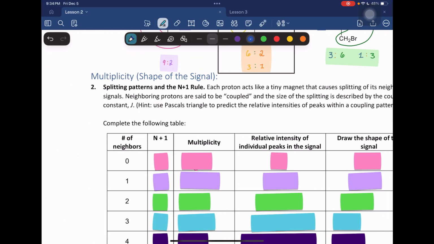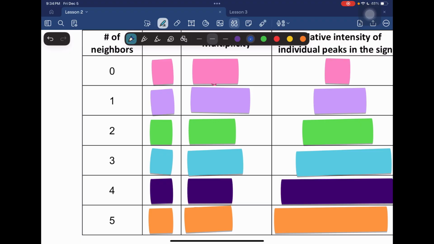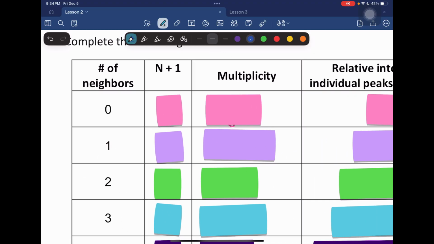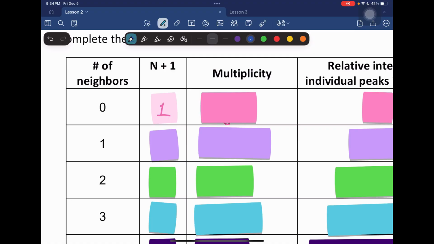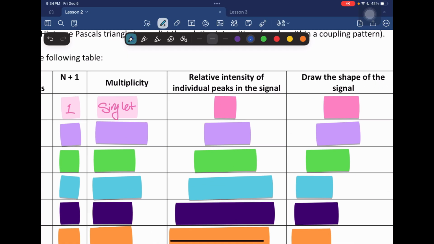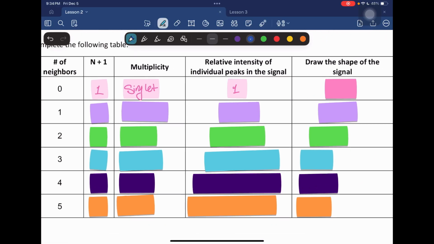Okay, now we can move on to here. So we have 0 neighbors. That's going to be n+1, which is 1. The multiplicity is going to be a singlet. The relative intensity is going to be a 1. And the shape is just going to be up like that.